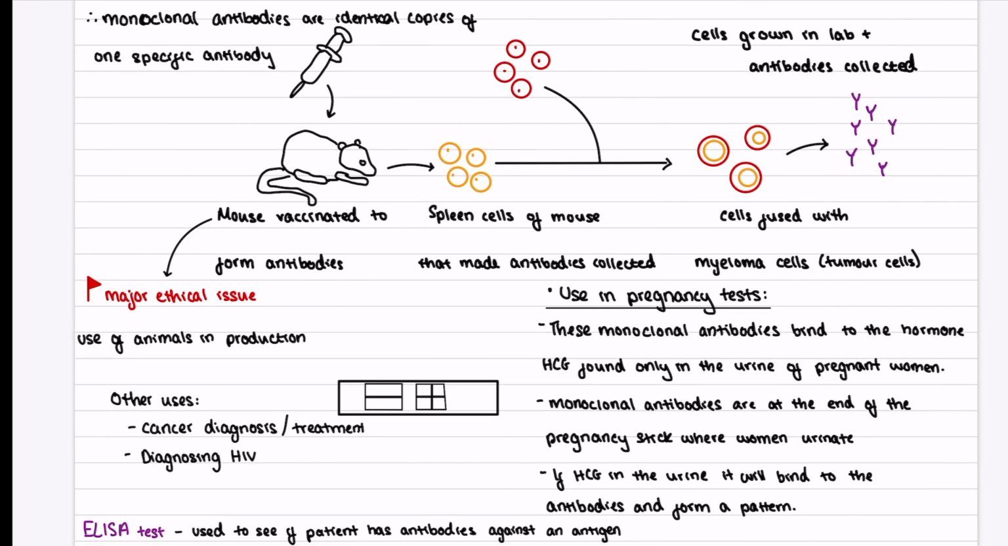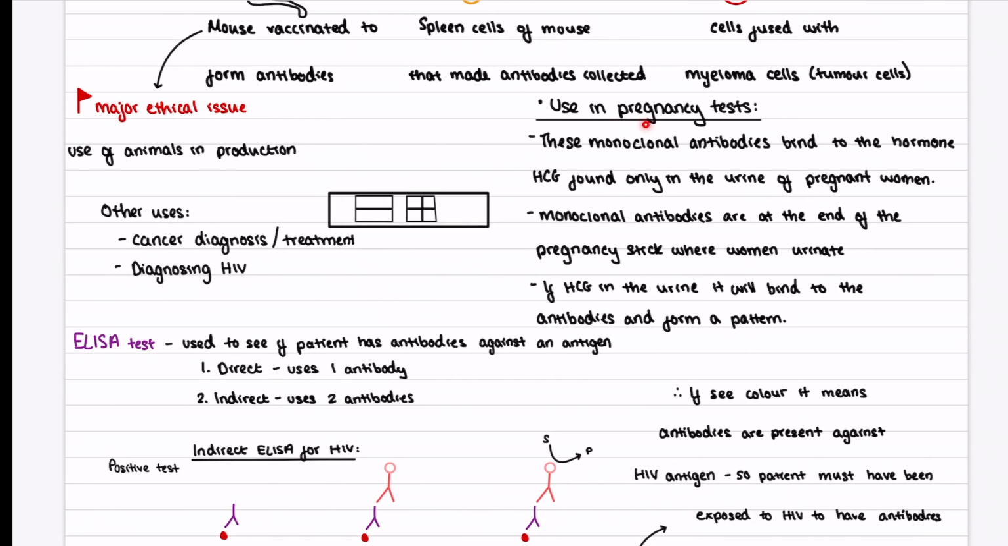Monoclonal antibodies are also used in pregnancy tests. They bind onto the HCG hormone released by pregnant women and detected in the urine. The monoclonal antibodies are found at the end of the pregnancy test where women urinate, and if there is HCG in the urine, it will bind onto the antibodies and form a pattern, for example a cross or two lines, to show a positive result.